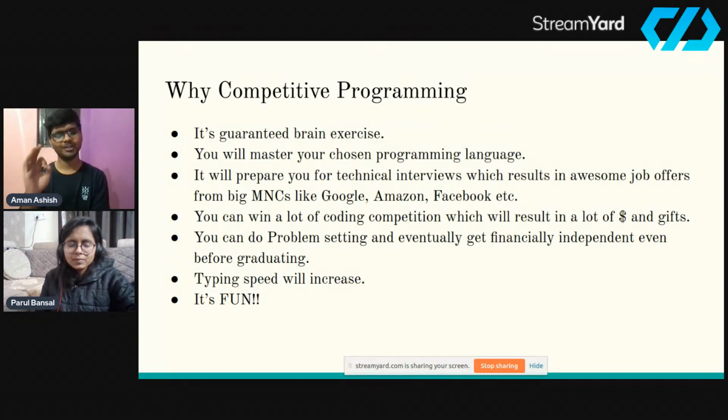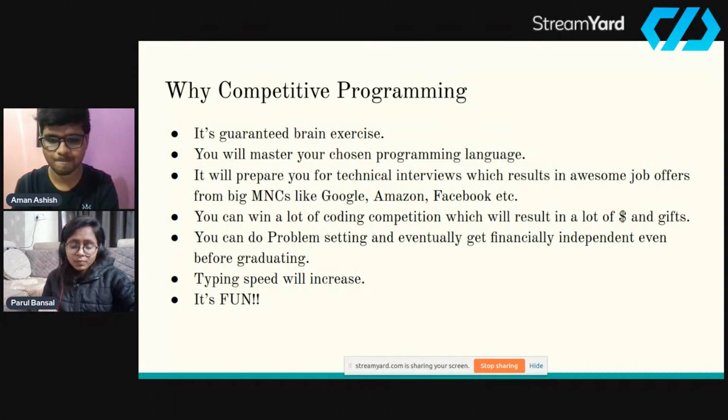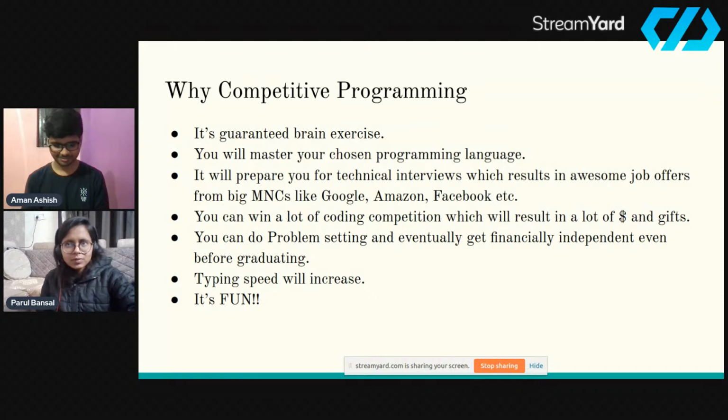Very good. And one more point: through competitive programming, you can win a lot of goodies and all. Initially, I used to do competitive programming, but later on, when I started winning goodies, it started interesting me a lot, and yeah, it helped me to gain confidence also.